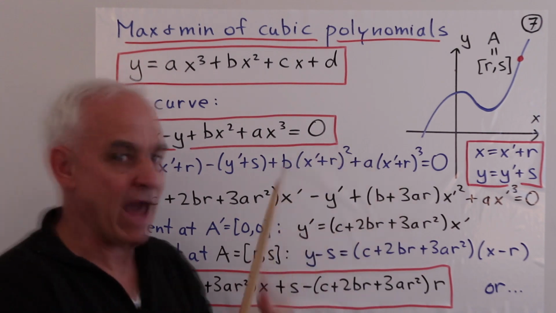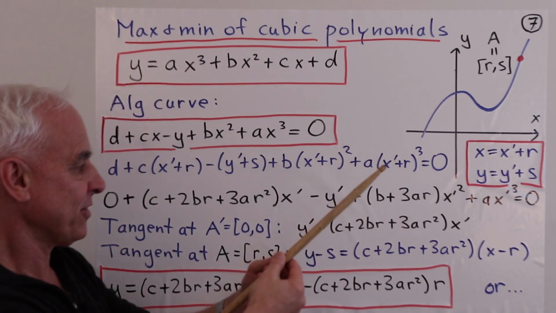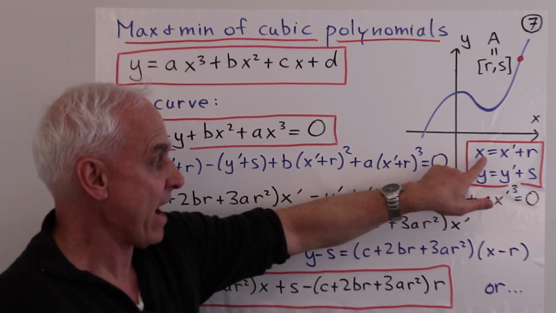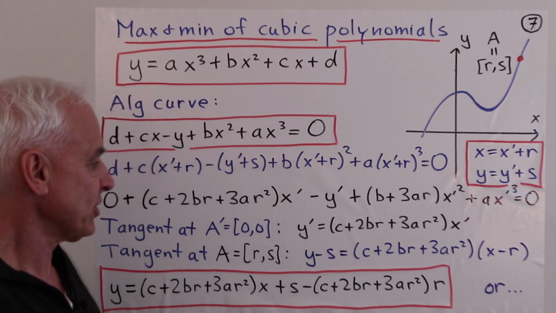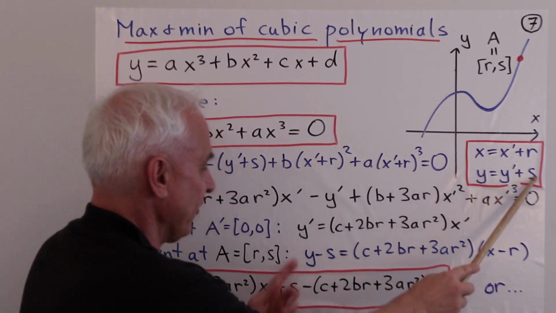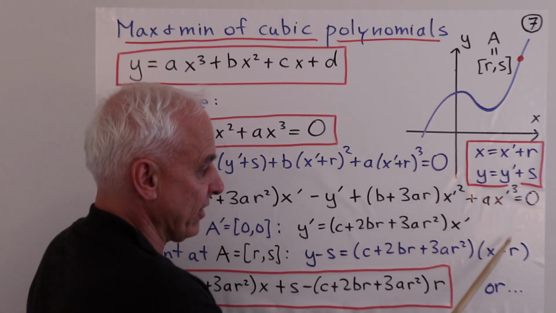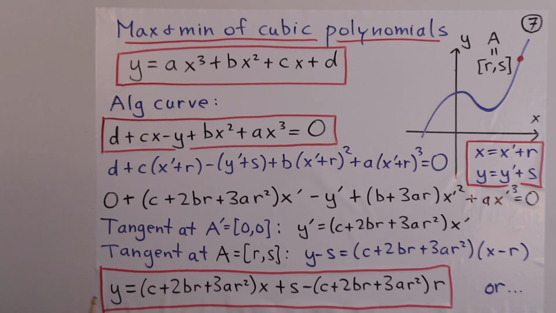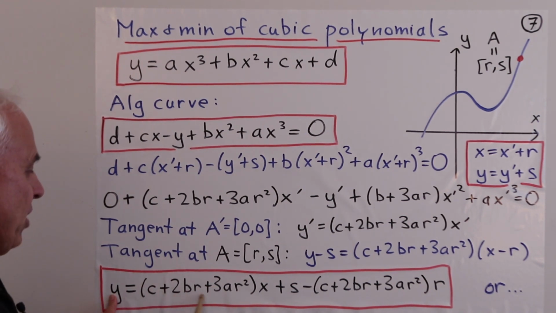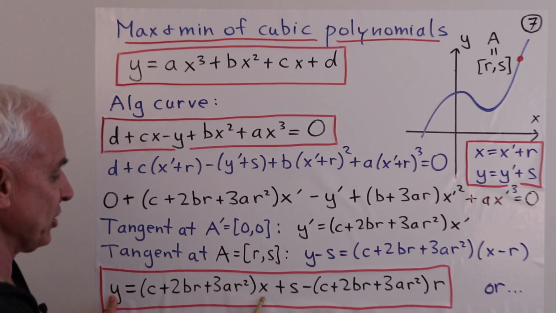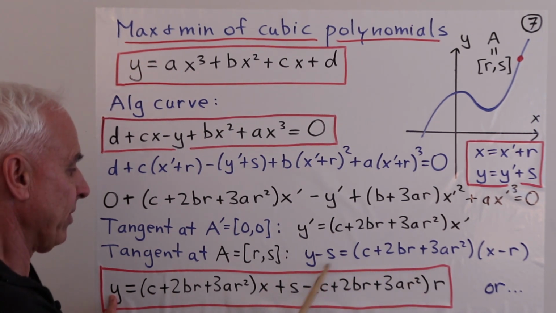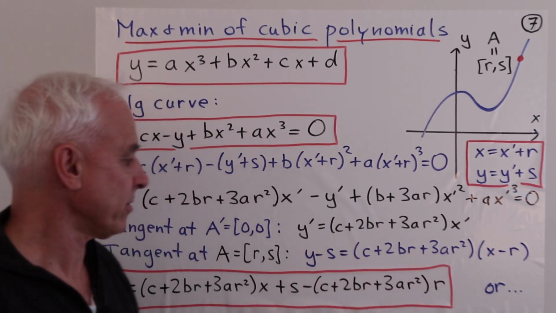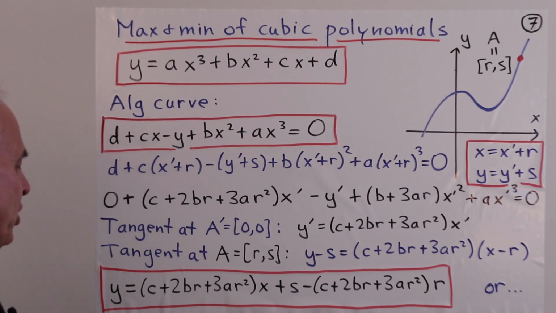And then to translate back, to go from that equation to the original coordinates, we have to replace the y primes and x primes back with things involving x and y's. So the y prime is replaced with y minus s, the x prime is replaced with x minus r, and then we get a new equation just involving y and x. And that turns out to be y equals c plus 2br plus 3ar squared x, essentially the same, plus a few extra terms, plus an s, minus the same quantity times r. That's then a linear equation in x and y.